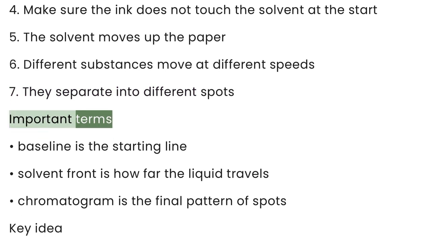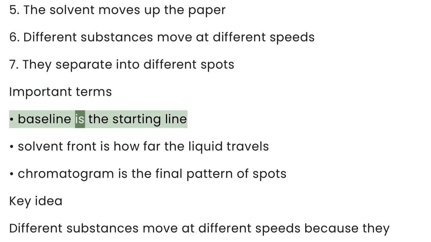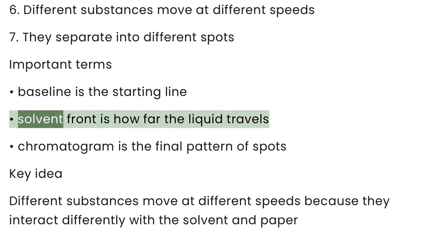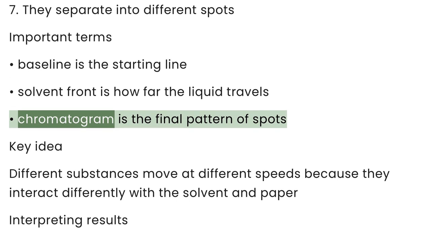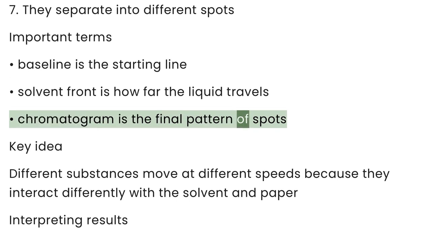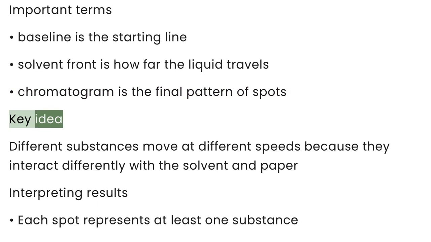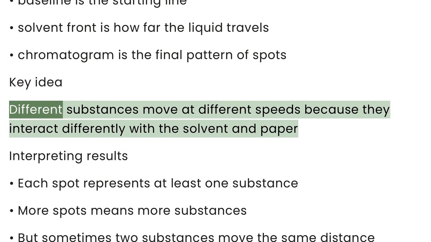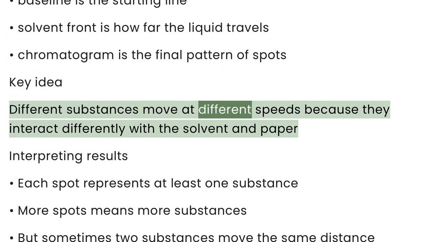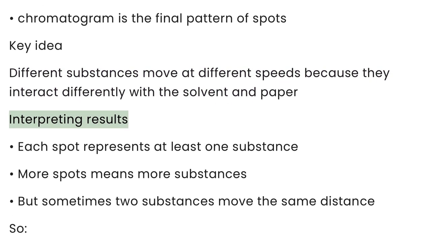Important terms: baseline is the starting line. Solvent front is how far the liquid travels. Chromatogram is the final pattern of spots. Key idea: different substances move at different speeds because they interact differently with the solvent and paper.